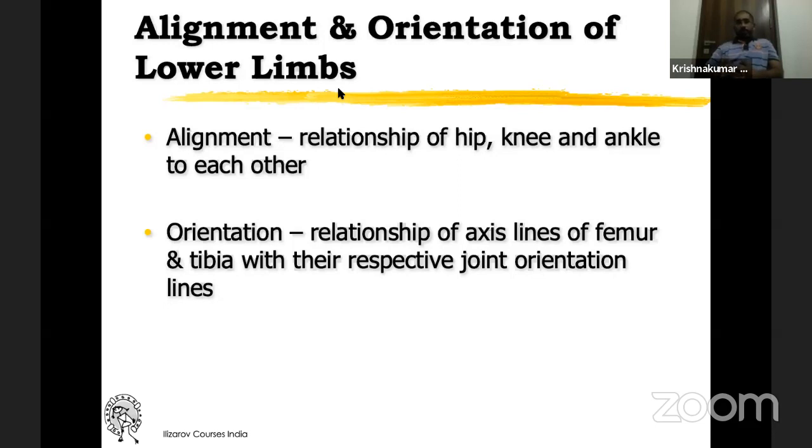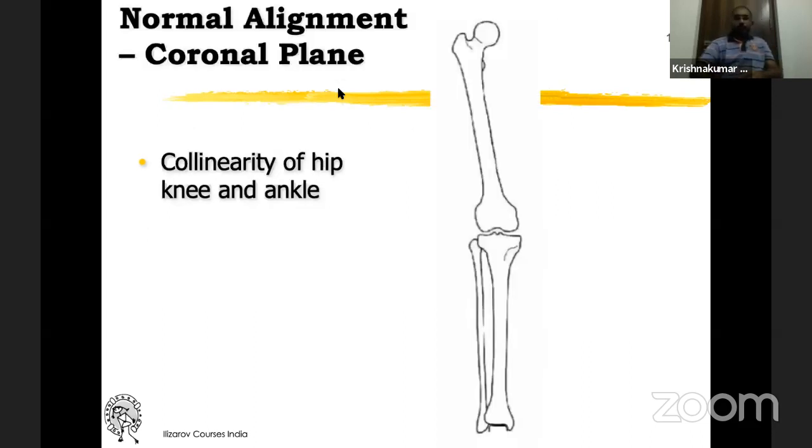Like if you have a femur, the mechanical axis of the femur has a particular relationship with the hip joint as well as the knee joint. Similarly, the tibial axis has a relationship with the knee joint as well as with the ankle joint. So these two terms are important, and the ultimate aim of any deformity correction surgery is to restore the alignment and orientation of the limb to normal.